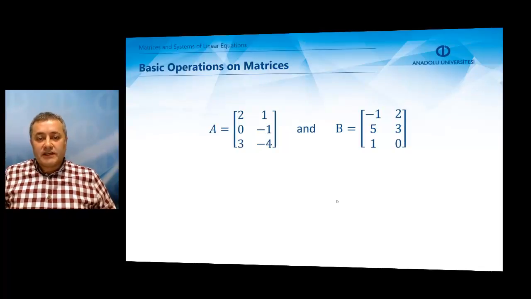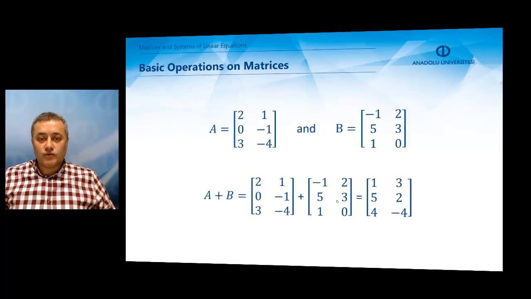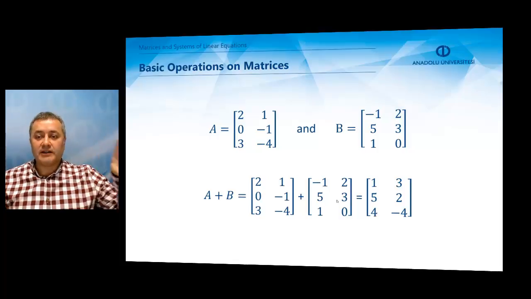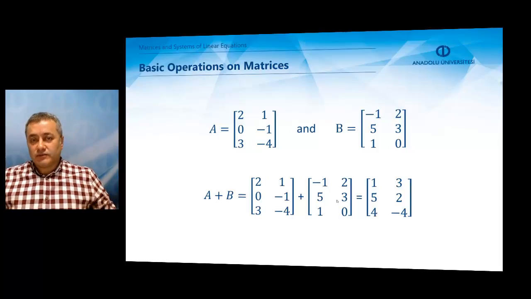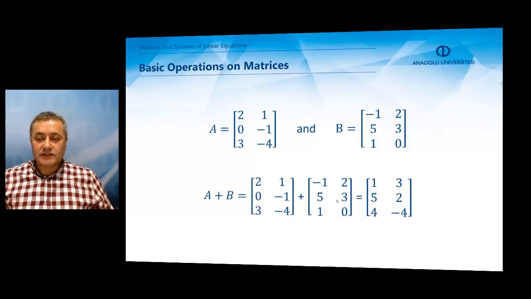As an example, let's take the matrix A, which has 3 rows, 2 columns. So B must have the same size, so it must have 3 rows and 2 columns. And if I add them, I add 2 and minus 1, 1 and 2, 0 and 5, minus 1 and 3, 3 and 1, and minus 4 and 0. When I do that, I end up with the final matrix 1, 3, 5, 2, 4, minus 4.